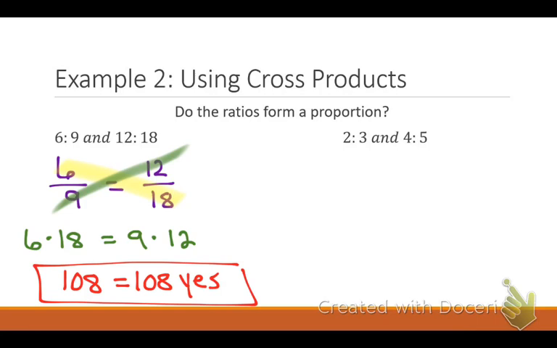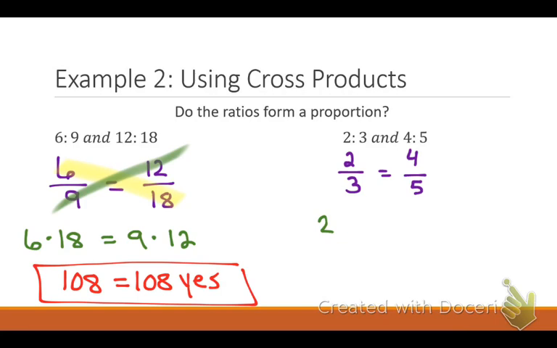Fractions don't matter. That's why I really lean towards cross products, because it takes a lot of the guesswork out, as far as the decimal points messing us up and whatnot. I want you to go ahead and test the second proportion, 2/3 to 4/5. Just go ahead and test it using your cross products.